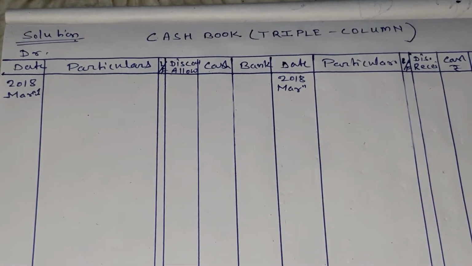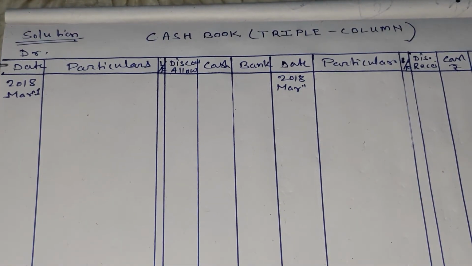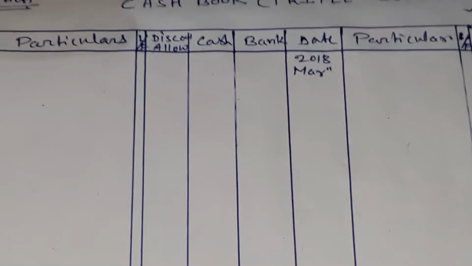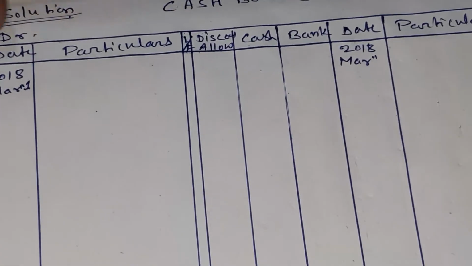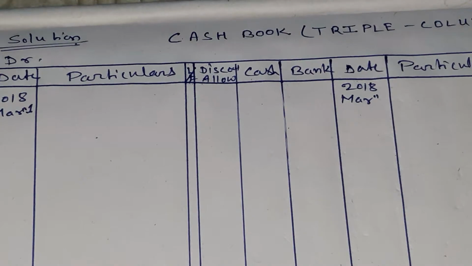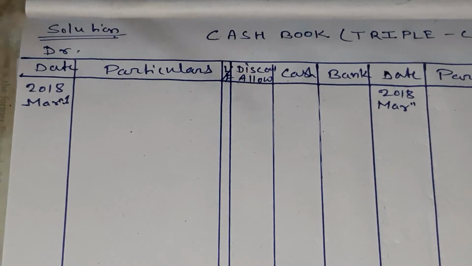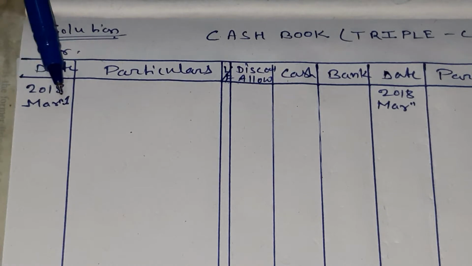Try to understand the concept at first. This is the date. Here you will write the date. I think you are unable to see it, so I'm going to enlarge it. Try to understand the concept. At the top you will write cash book, triple column. Here you will write the date, 2018 March 1.